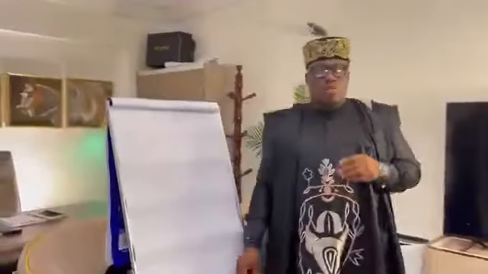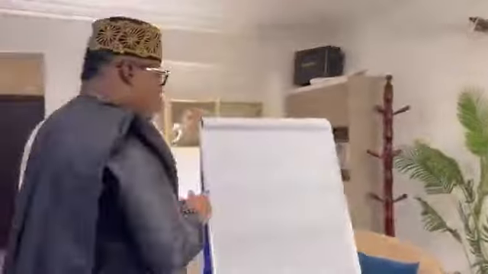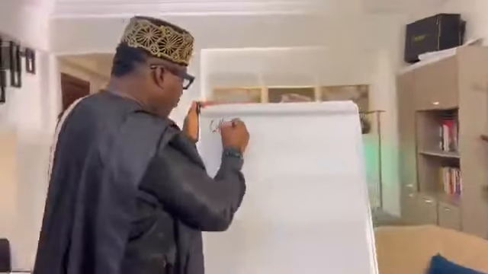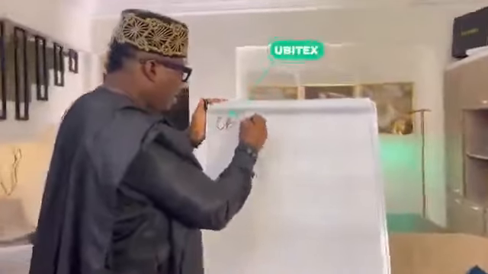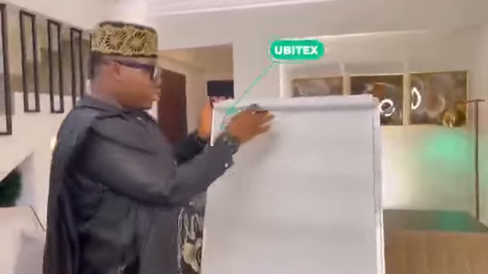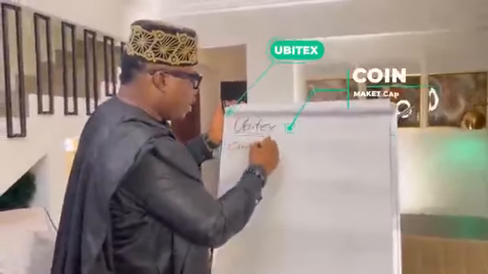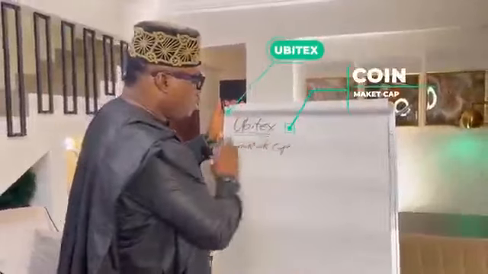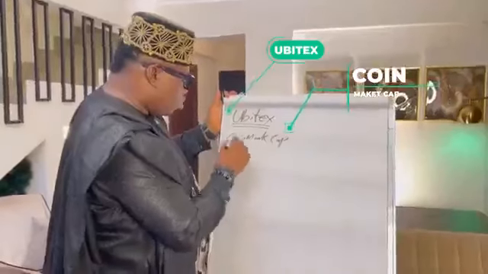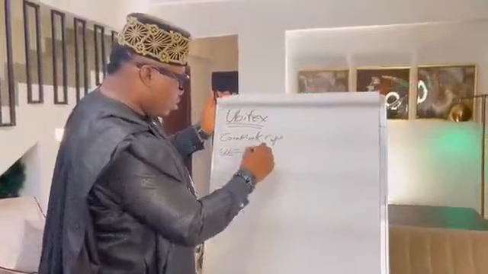So first of all, I will need you to check up these few details I'm going to be giving to you. The company we're talking about here is Ubitex Exchange. Okay, so you want to go check this out. First of all, do your research on it. Then I need you to go to CoinMarketCap. This is literally where all the coins are, and check for their token, which is the UB token, and you're going to see Ubitex.